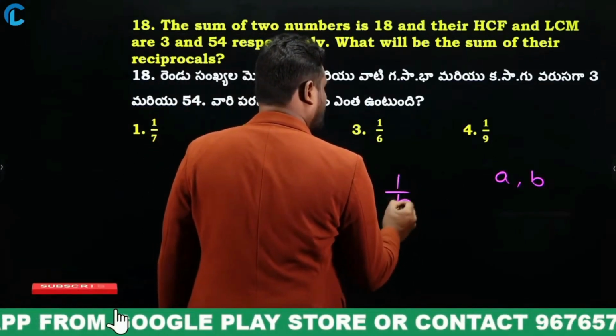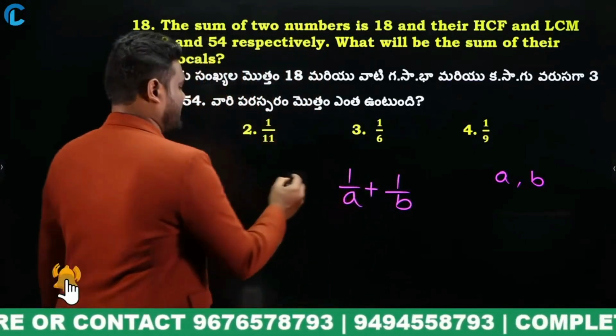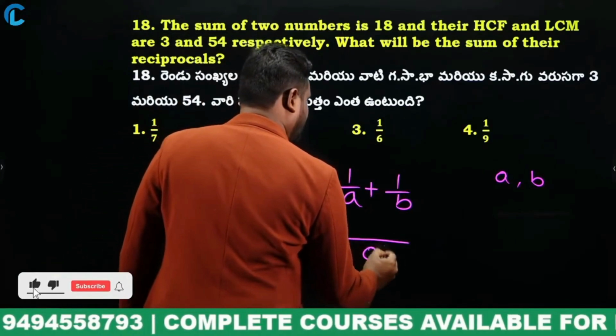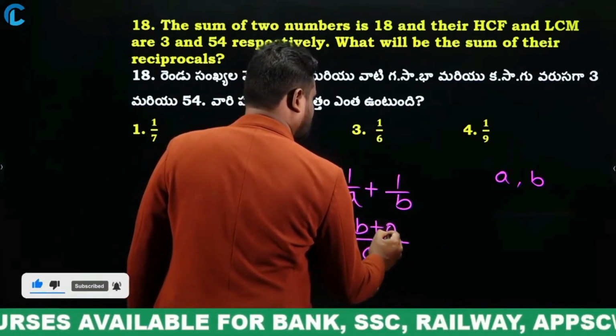Reciprocal of B is 1 by B. So the question is asking the sum of reciprocals of the numbers. So 1 by A plus 1 by B. So when we take the LCM, the LCM will be AB. In the denominator we will get B plus A.